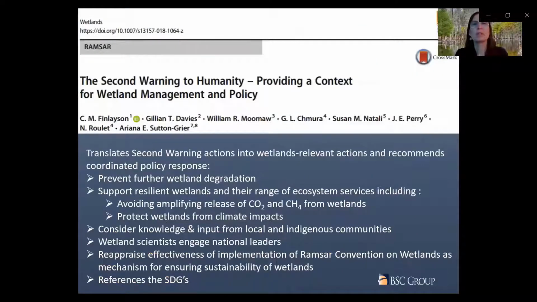SWS Wetlands and Climate Change Initiative scientists wrote a wetland-specific response to the world scientists' warnings on how to shift away from our destructive trajectory in the context of wetlands. The article responds to the second warning by identifying wetlands-relevant strategies and actions. As a result of this article, many other discipline-specific papers have been written in similar fashion and can be found on the Alliance of World Scientists website.